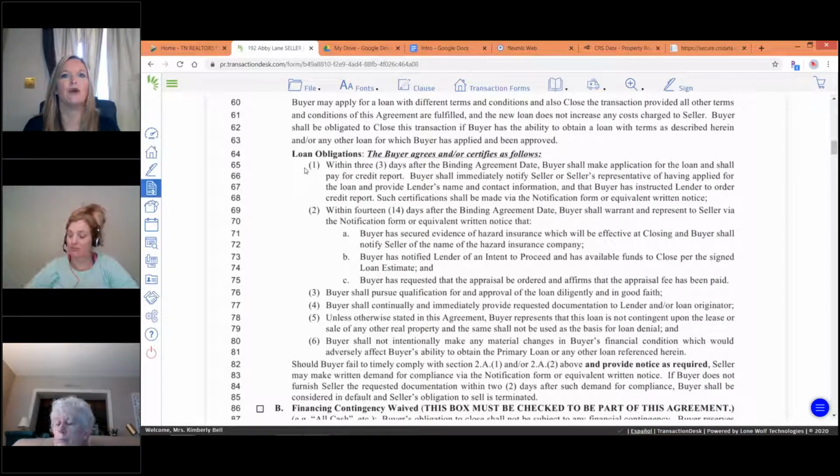A pre-approval or pre-qualification letter could be as simple as plugging in how much money you make, not including your debt, and just the simple things. Actually making application is supplying all the documentation they need to support the loan. They need to make sure that they're making application. They need to pay for their credit report so that they know that all the debt that they talked about has been supplied. Buyer shall immediately notify the seller or the seller's representative of applying for the loan.